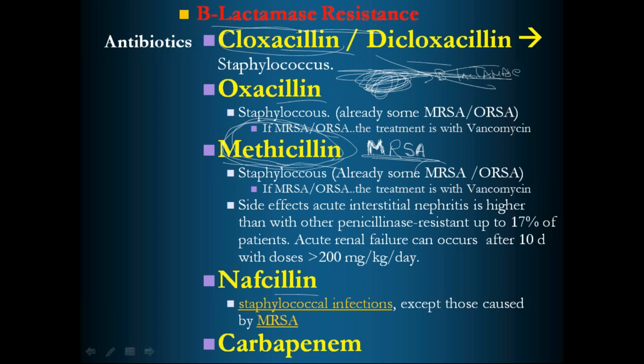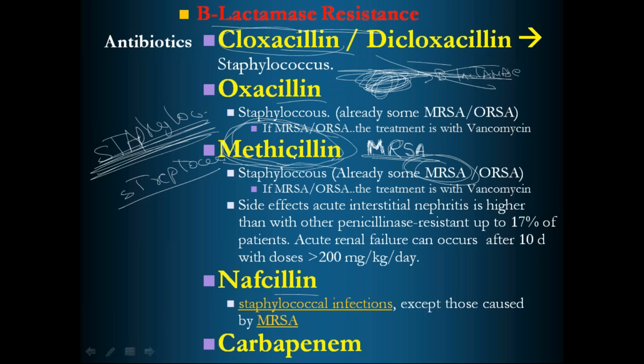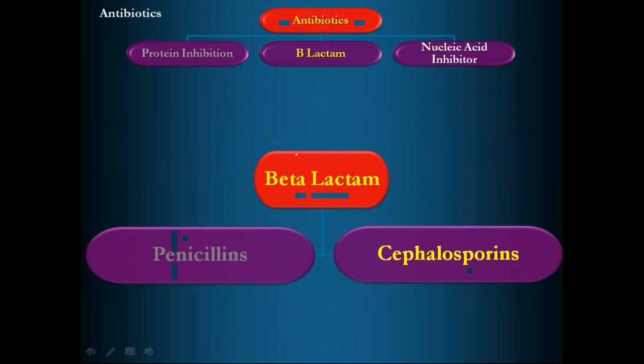So now we have MRSA. MRSA is actually the name for Staphylococcus, especially Staphylococcus. We have some Streptococcus too, but mostly it is Staphylococcus. They have a high capacity to mutate and produce resistance. All right.